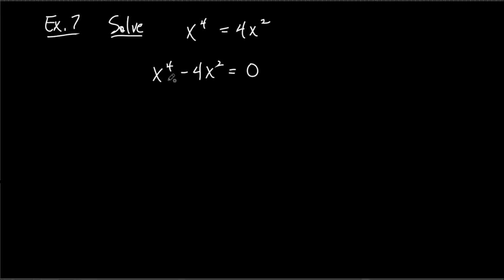But here's what I'm going to do. I'm going to factor out a common factor. Is there anything in common with both of those right there? An x squared. Good. So let's factor out an x squared. If I factor out an x squared from this, what am I left with? What's x to the 4th divided by x squared? X squared. You see why? Because if I multiply to get back to this, x squared times x squared is x to the 4th. Minus 4. Now, if I factor out an x squared from this x squared, it's just a 1, right? 4 times 1 is just a 4.